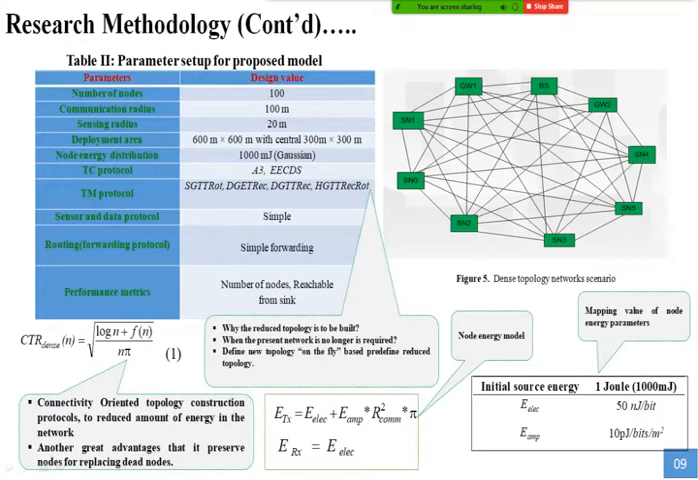We have applied the Gaussian distribution model, and the energy of the Gaussian distribution is 1000 millijoule. For topology construction protocol, we use the A3 and EECDS construction protocols. And for maintenance, we also use HGTT-ROT, DGET-REC, DGTT-REC, and HGTT-REC-ROT. We have elaborated those in our article. For the sensor and data protocol, we use a simple model, and for routing we also use simple forwarding. We have measured four types of performance metrics: number of active nodes, reachable nodes, communication coverage area, and sensor coverage area.